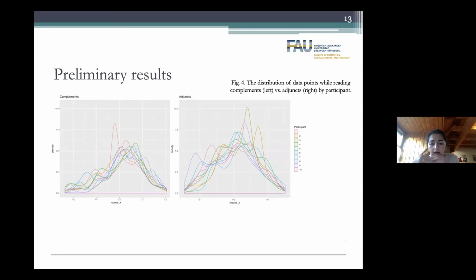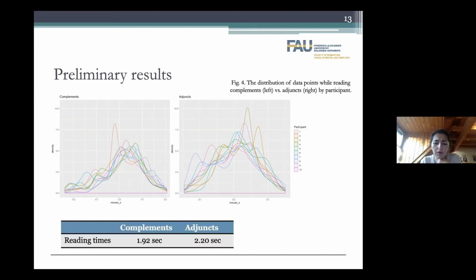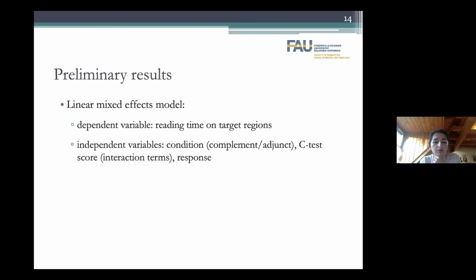Basically, the software recorded the mouse position every 16 or 17 milliseconds. So the graphs then would show how often the participant landed at a certain point. Speaking about the means, there was approximately 300 milliseconds difference between the processing of complements and adjuncts in favor of complements, so they were processed faster. And then I used a linear mixed effects model to analyze the data. This kind of model was used to control for variability in items and in participants.